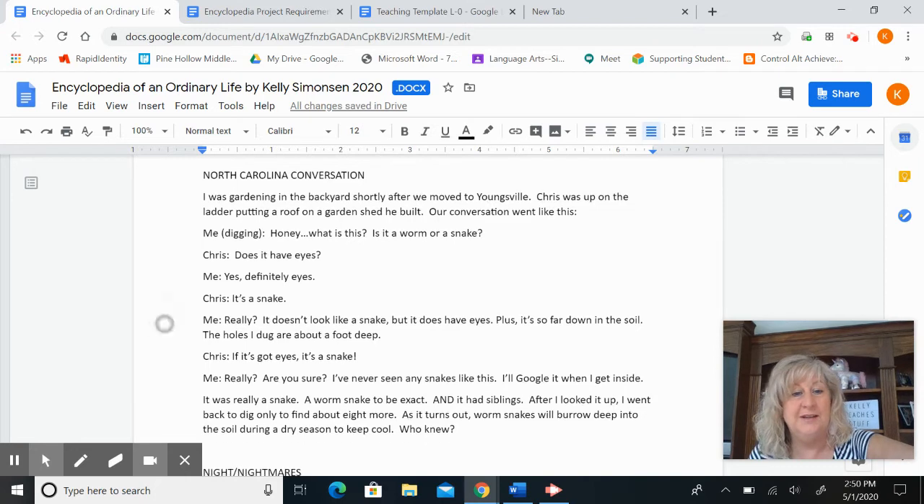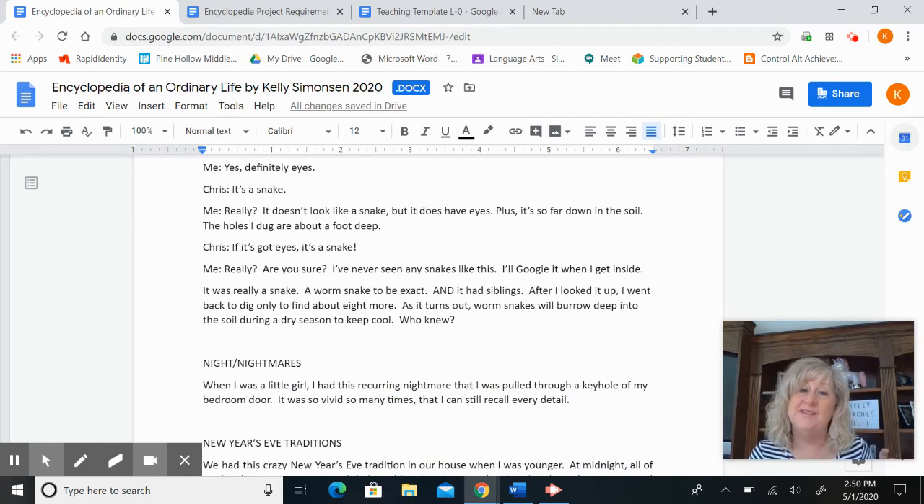Well, I did Google it, and guess what? It really was a snake. It was a worm snake, to be exact, and it had siblings. After I looked it up, I went back to dig only to find about 8 more of these worm snakes. It turns out a worm snake will burrow really deep in the soil during a dry season to keep cool. Who knew? I used to teach science, boys and girls, so I thought I knew a lot about the creatures, but you know what? There's so much to know.